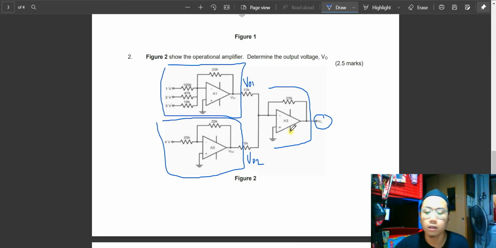So how do we find the output voltage? Let's go to the calculation part first.